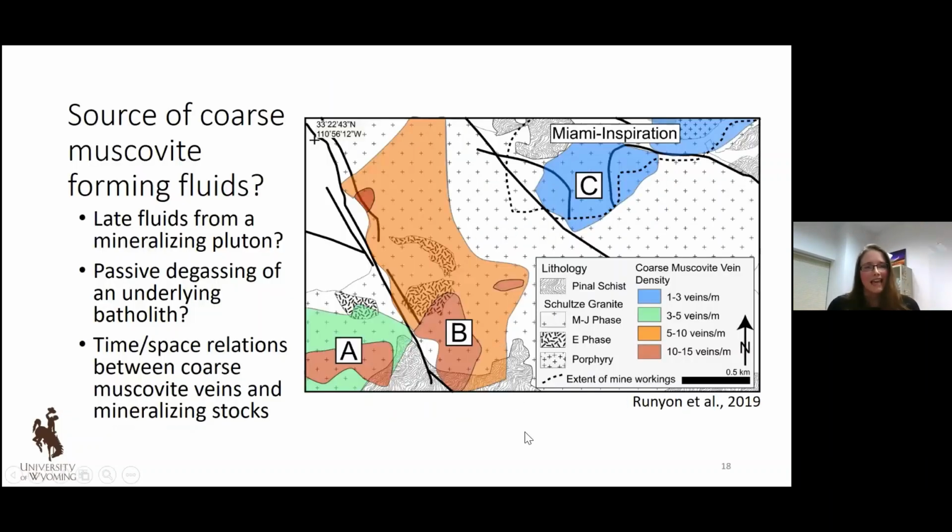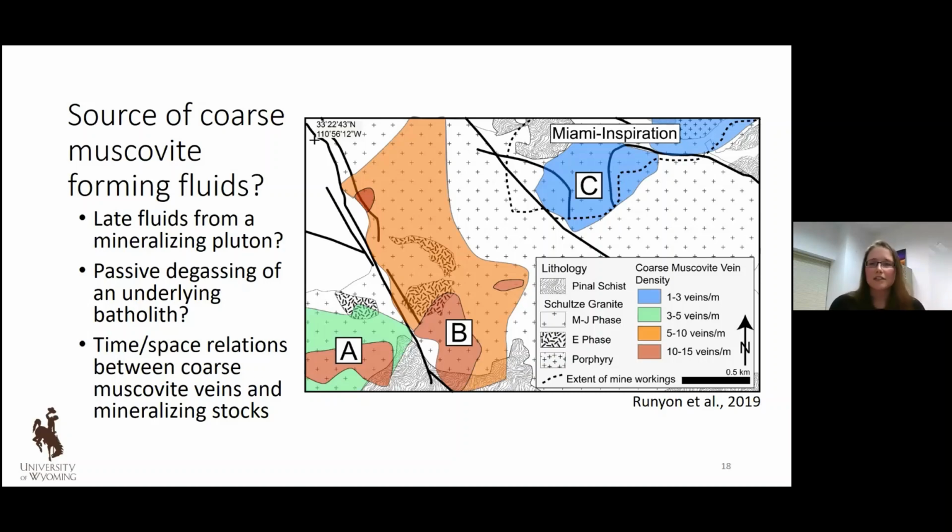So I say it's late. What does that mean in the context of these complex porphyry systems? I think there's really two main possibilities. We're either looking at a late fluid that's coming off of a mineralizing pluton after it's formed porphyry mineralization, or we're potentially looking at a passive degassing of an underlying batholith. And the only way to really get at this, I think, is looking at the time-space relations between the coarse muscovite veins and given mineralizing stocks.